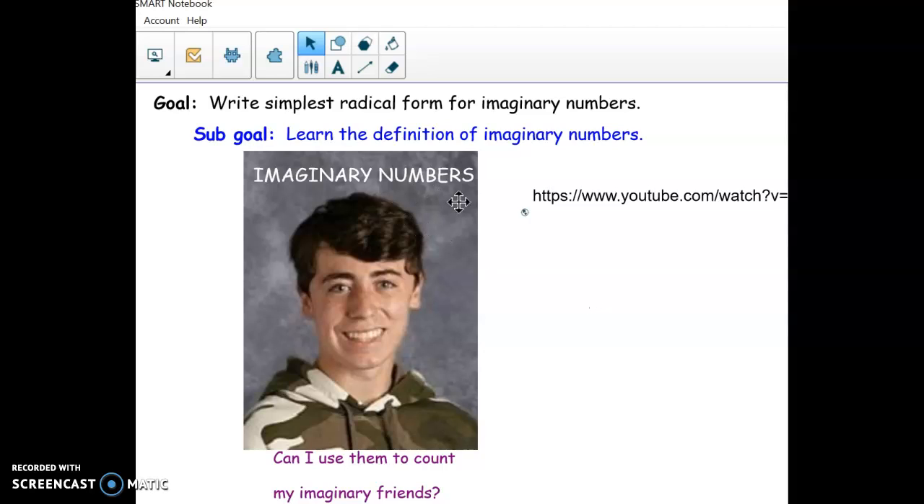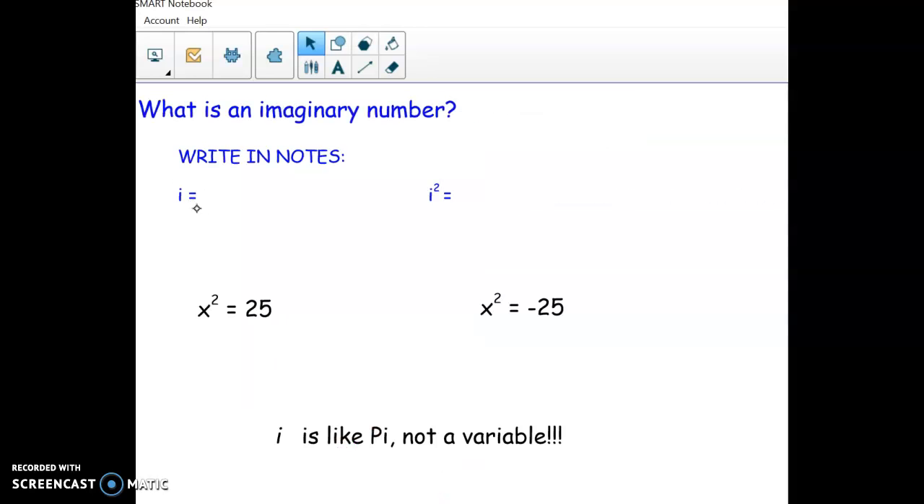But actually, it's kind of weird that there's imaginary numbers in math, but we're going to learn the definition of what they are and then apply that to the simplest radical form concept. Okay, so for what is an imaginary number, this would be a pretty important thing to get down in our notes.